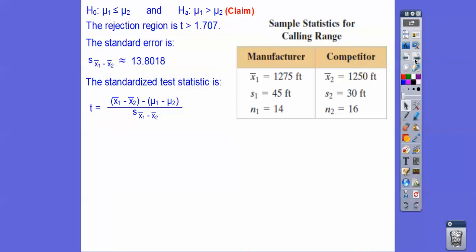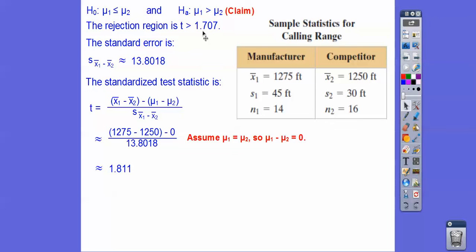Our standardized test statistic is going to be the difference of the sample means, so this guy minus this guy. Again, this is minus 0 because the null always has the equal one right there. So when we plug that in, we get about 1.811. Now, is it to the right of 1.701?